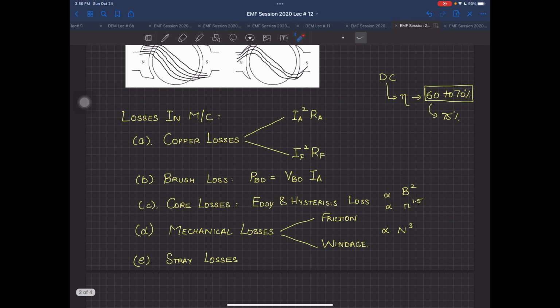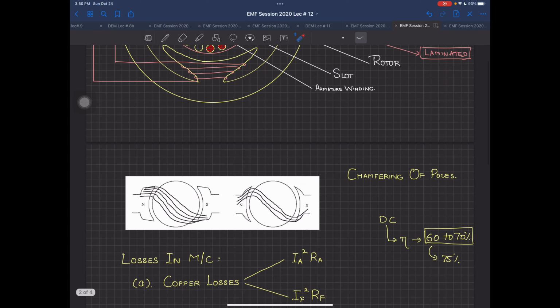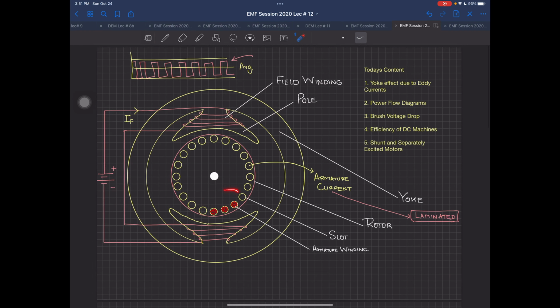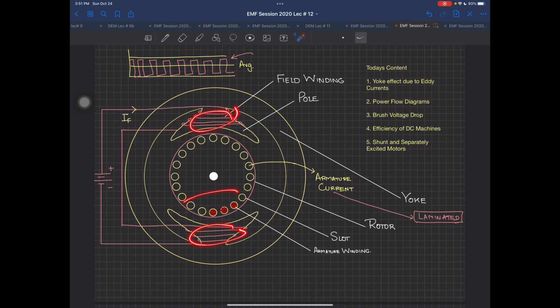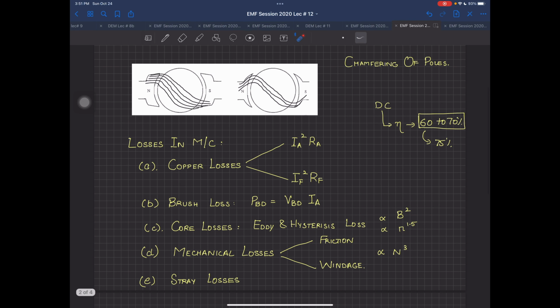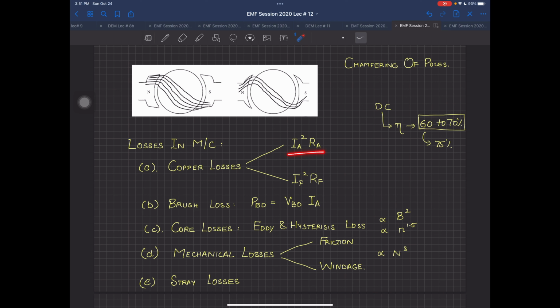Now coming to the losses in the machine, we all know there is copper inside it. And where is that copper? Copper is inside the windings. There are two windings inside your machine. One winding is the field winding that we have called over here. The other one is called the armature winding as indicated, and certainly it is on the armature or the rotor over there. So one is the armature winding losses, the other is the field winding losses.